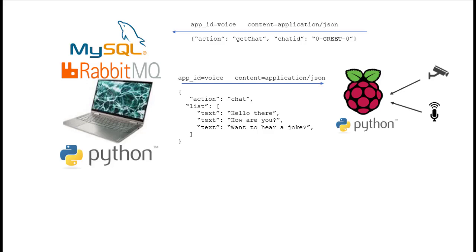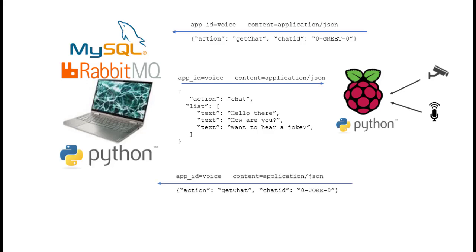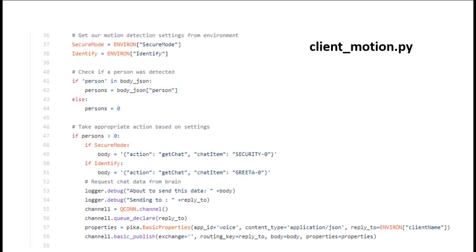The user may be asked a question, and the response may then trigger another request of chat text, to which the brain will respond accordingly, and so on. The trigger for the initial request of chat text might be the fact that we detected motion, or that a spoken request was mapped to a certain chat thread. We are initially going to focus on the motion detection scenario, as that is where we left off in the last video. Here is a section of code from the client motion file that handles actions related to motion detection.